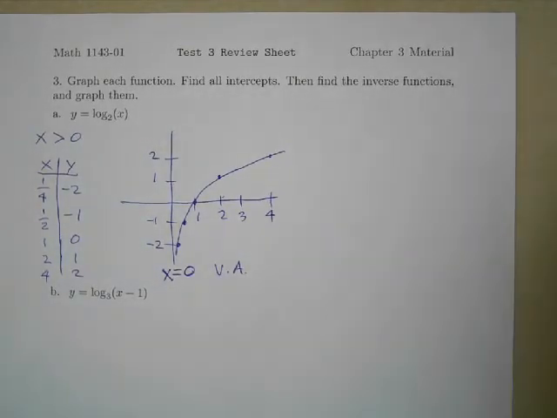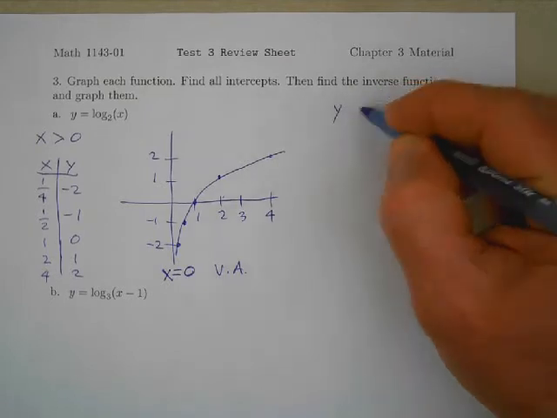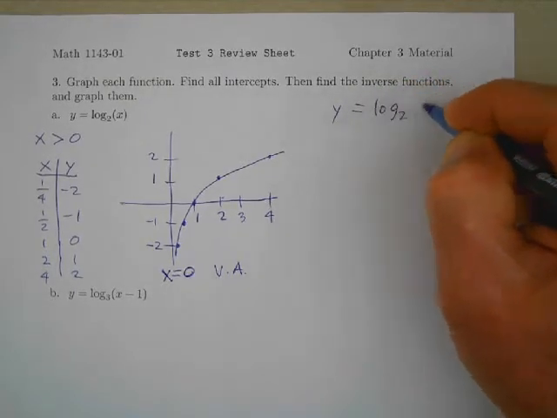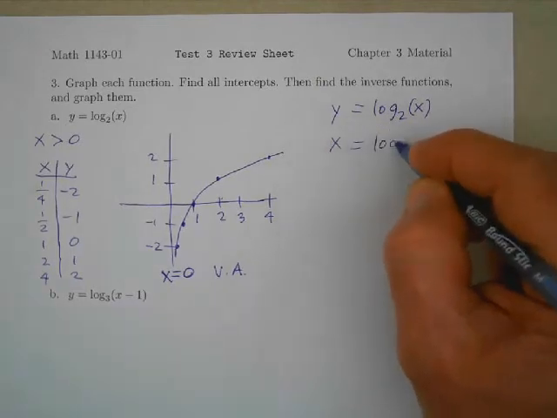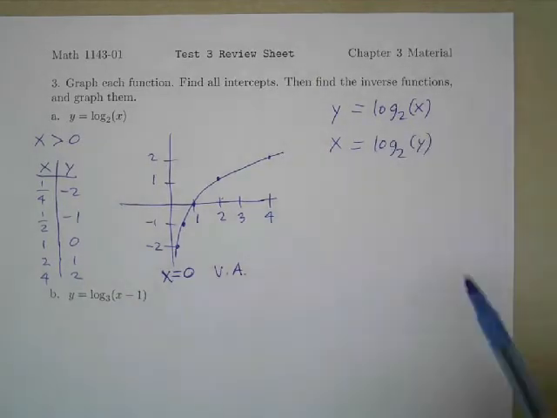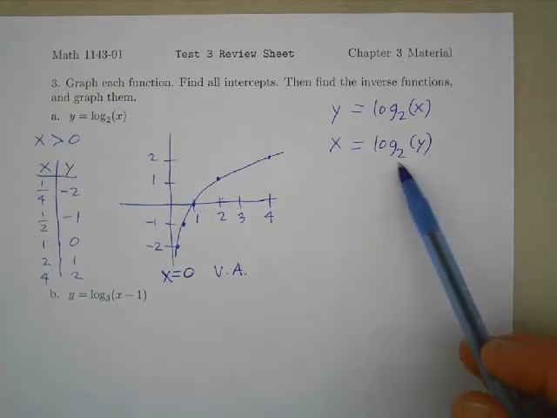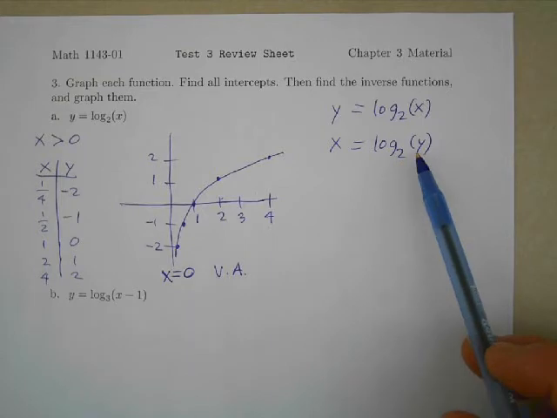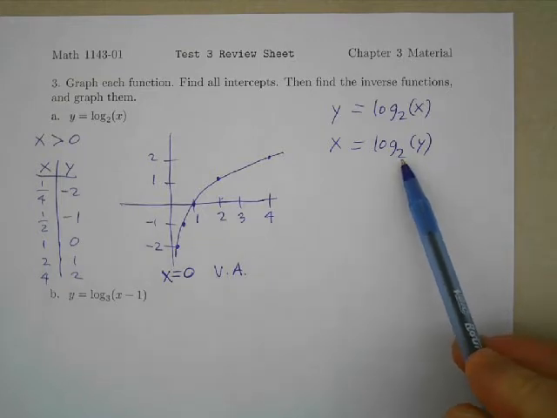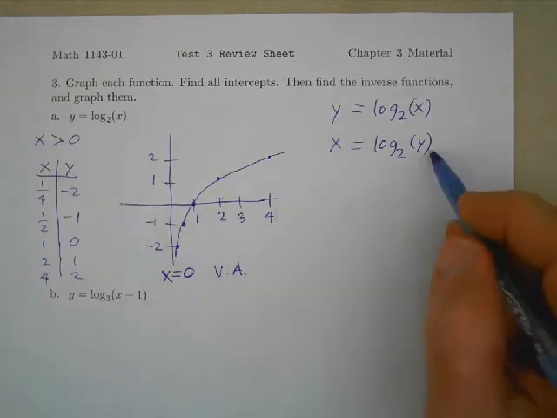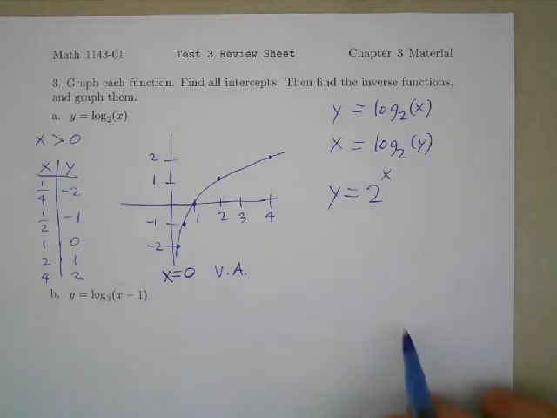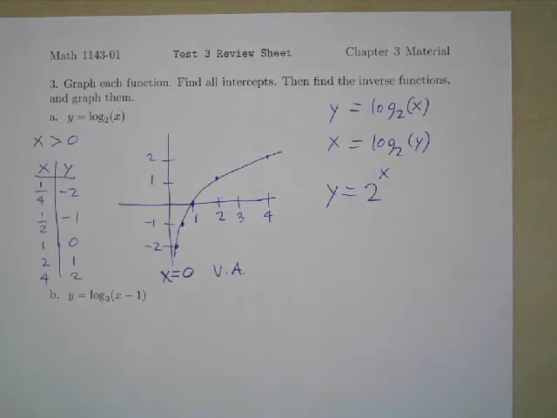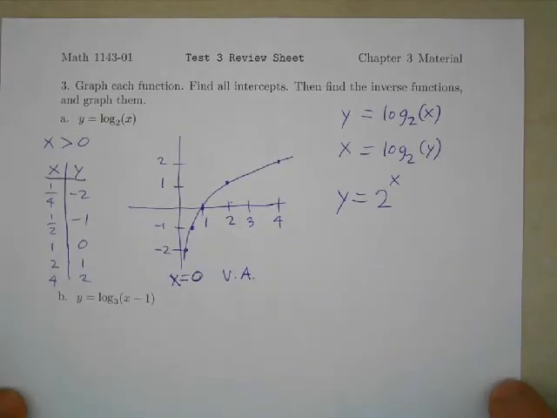Okay, to find the inverse, so y equals log base 2 of x. Interchange x and y, so x equals log base 2 of y. And we can solve this for y just by converting this to its exponential equivalent. The base 2 raised to the exponent x equals y, so y equals 2 to the x is the inverse of y equals log base 2 of x.